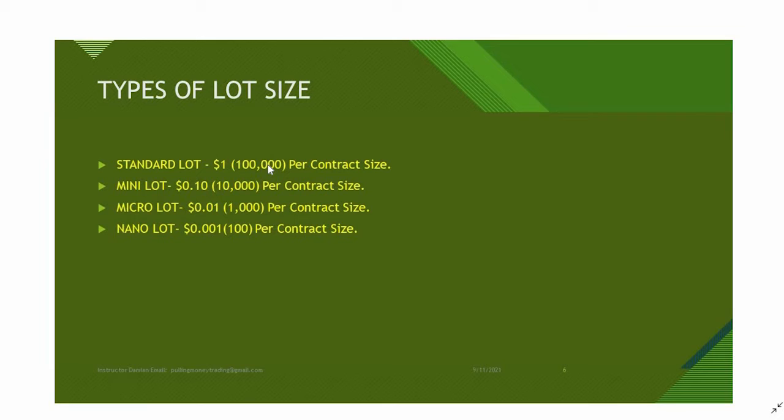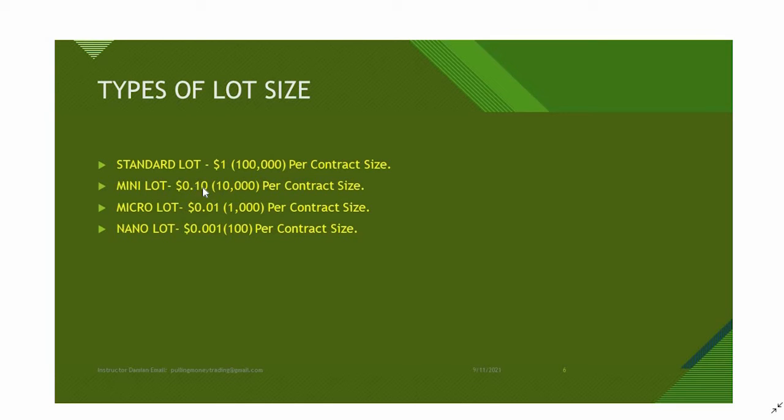And each 100,000, which is a contract size, right? $1 controls every 100,000 contract size. So if you have a $2 contract size, it would be 200,000 units of currency you're controlling with $2 standard lot. And the same thing for the mini lot, micro lot, and nano lot, right?